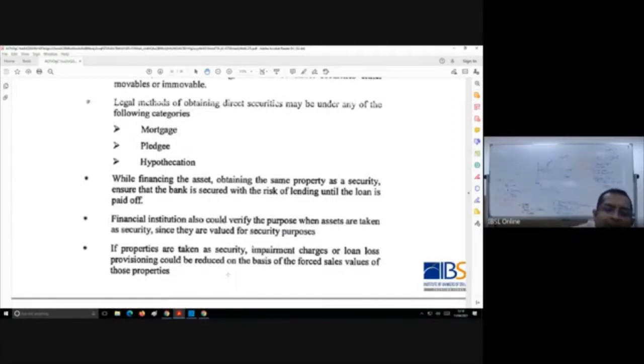While financing the asset, obtain the same property as security, ensure that the bank is secured with the risk of lending until the loan is paid off. Once the loan is paid off, the same property is on security. The financial institution could also verify the purpose when assets are taken as security. We take security on the land you are going to purchase, then you can see what this land is and why he is purchasing. If properties are taken as security, impairment is lesser, right?